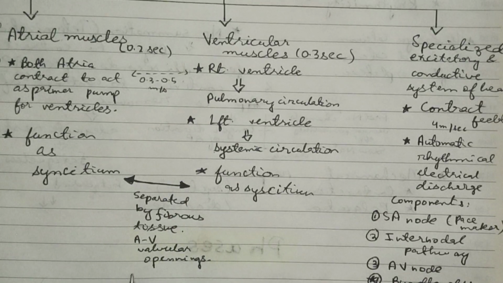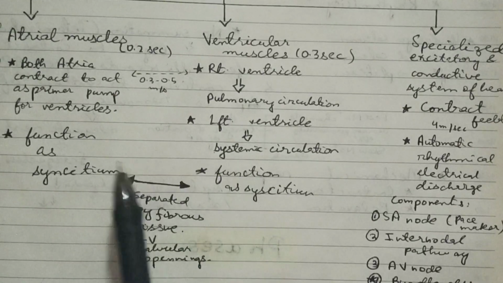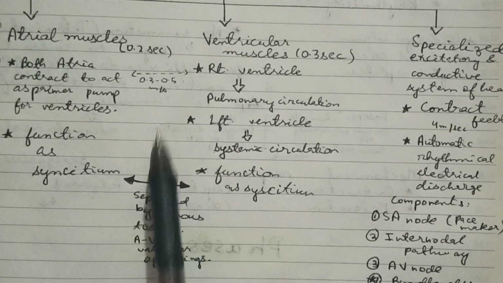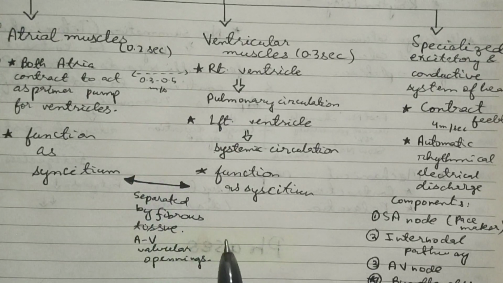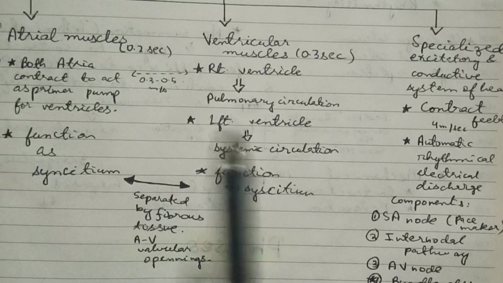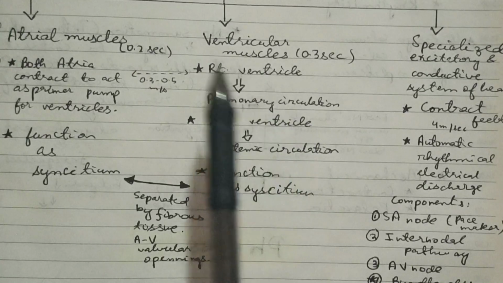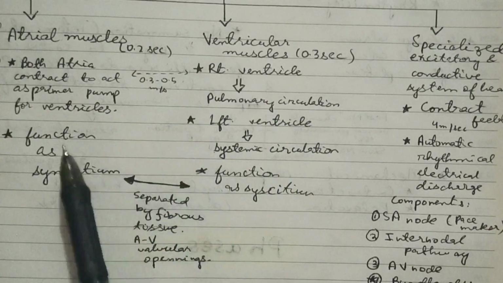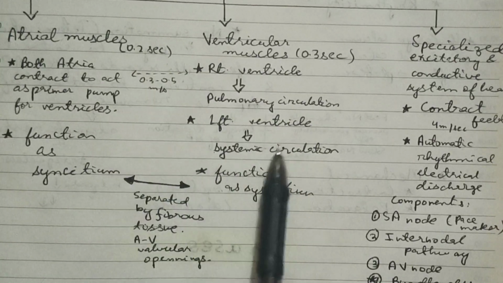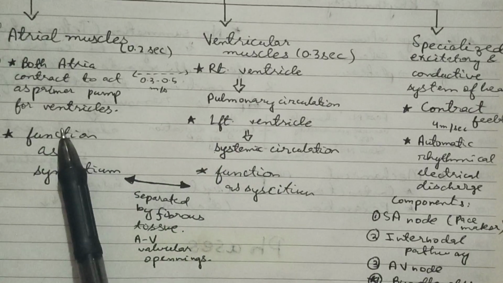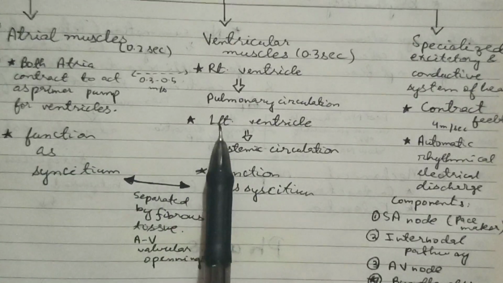Of course, because they are separated by the fibrous tissue, the impulse cannot be conducted across that fibrous tissue, and thus these two syncytia are separated, and the atrial impulses cannot travel directly to the ventricles.